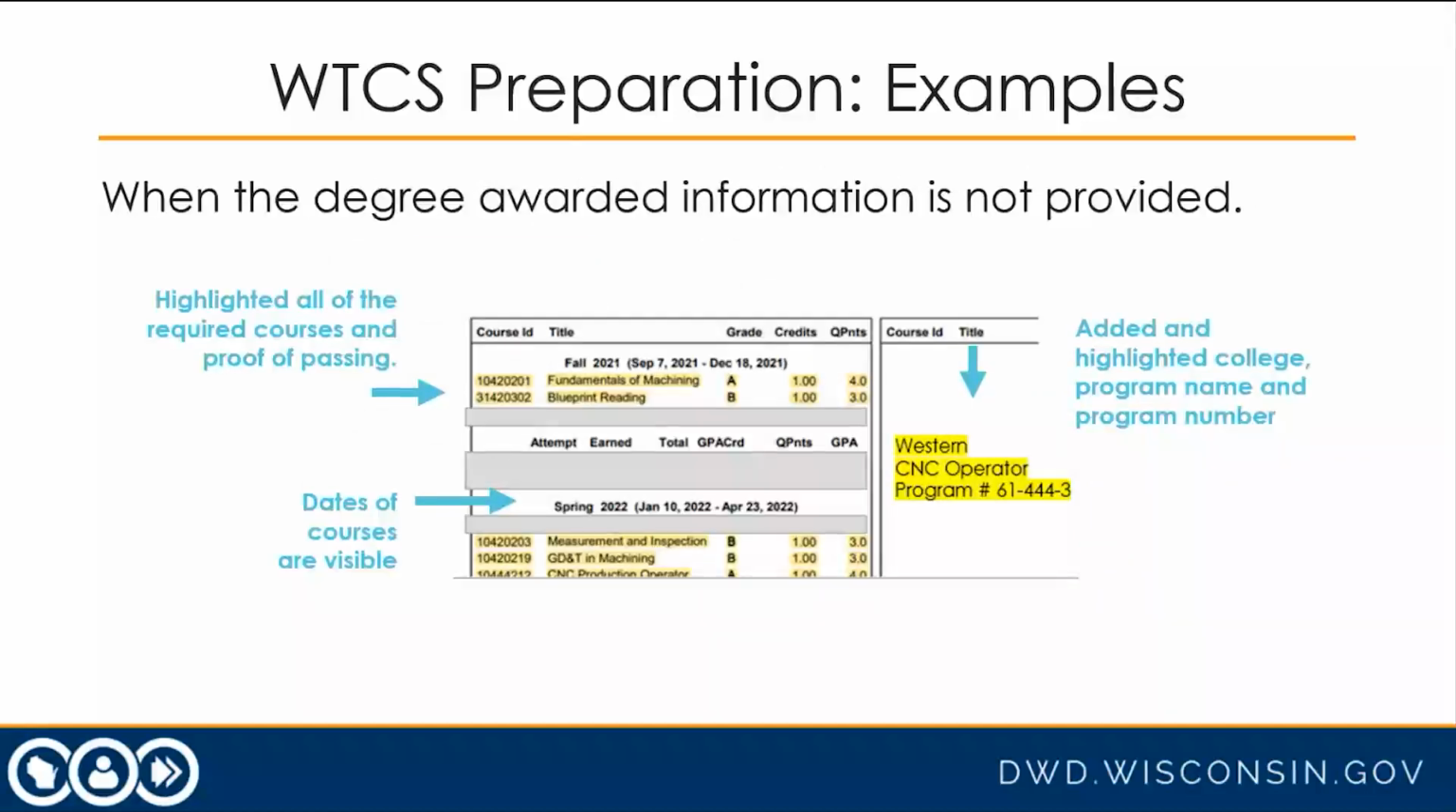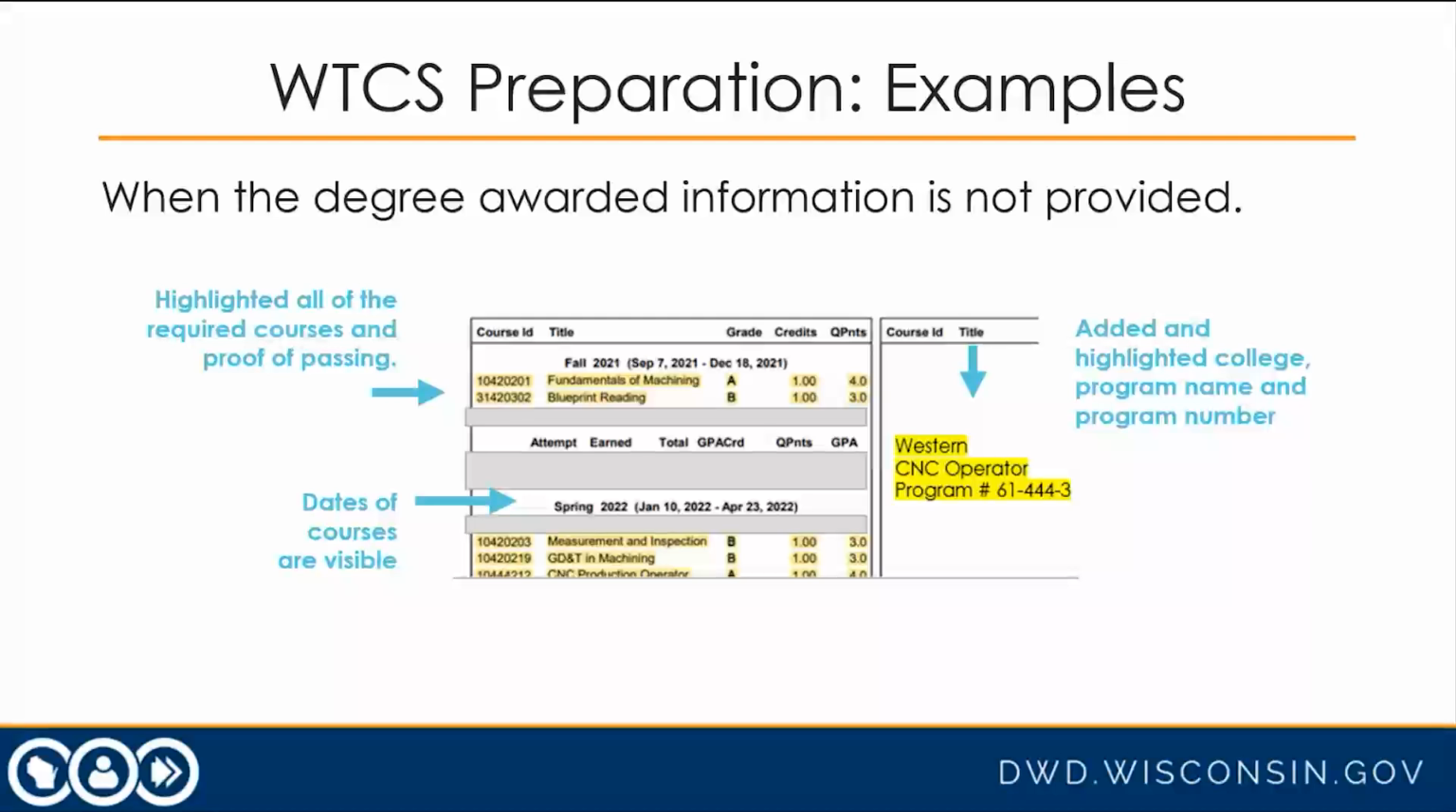On this slide, we see how the district properly prepared the transcript when the awarded certificate information was not provided. The district added the program name and number, as well as the name of the technical college, because the transcript didn't have them printed on it. The added information could have been handwritten. It was highlighted. Also highlighted were only the required courses for that CNC operator certificate.